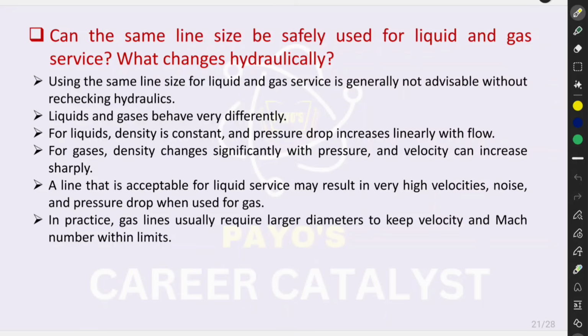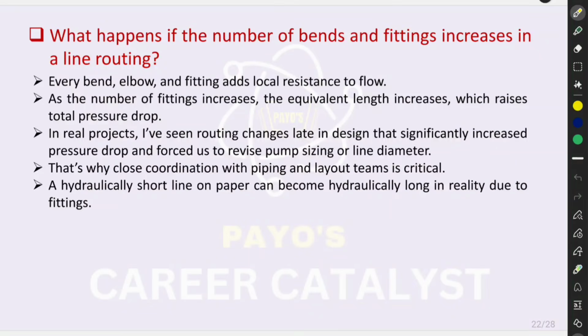A line that is acceptable for liquid service may result in very high velocities, noise and pressure drop when used for gas. In practice, gas lines usually require larger diameters to keep velocities and Mach number within limits. What happens if the number of bends and fittings increases in a line routing? Every bend, elbow, and fitting adds local resistance to flow. As the number of fittings increases, the equivalent length increases, which raises total pressure drop.